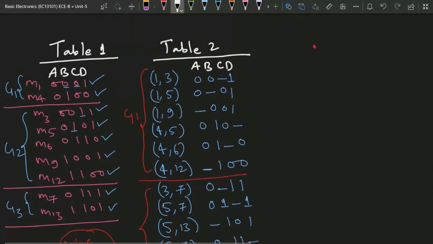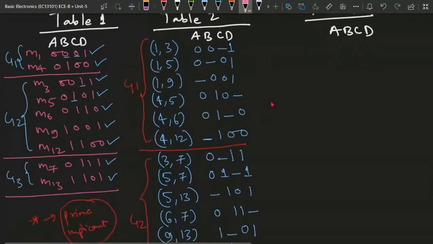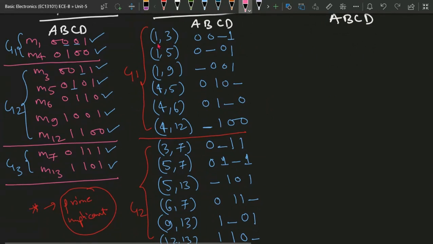Now we will be proceeding with table 3. So table 3 will be similar to that only. Once we are going to do table 3, again we will be doing the similar process. Comparison of the terms of group 1 will be done with the terms of group 2. So group 1 terms will be compared with group 2 terms, one by one. So 1 3 will be compared with 3 7. Okay, for comparison here, only one bit change should be there. Again, similar to before, only one bit change should be there. So for one bit change, we should make sure the dash positions are the same.